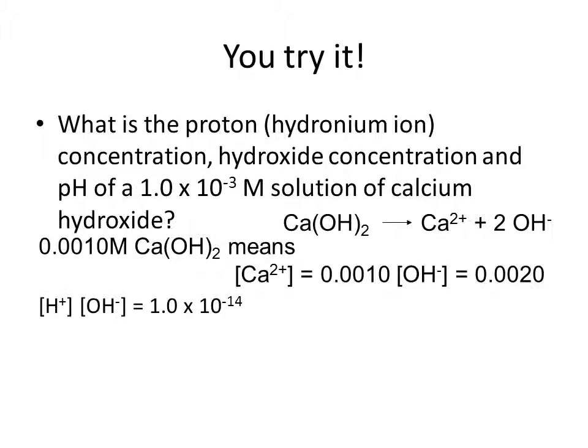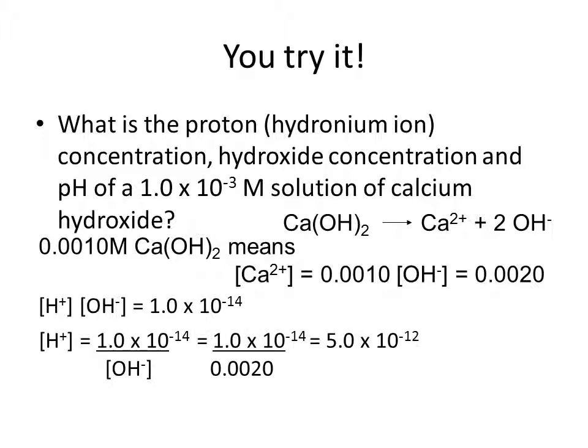Figure out what my proton concentration is by using proton concentration times hydroxide concentration is 1 times 10 to the minus 14. And I can rearrange that equation to give me that proton concentration is 1 times 10 to the minus 14 divided by hydroxide concentration. If I plug in my value, I'll find out that 1 times 10 to the minus 14 divided by 0.002 is 5 times 10 to the minus 12. From this, I have my hydroxide and my proton concentration.